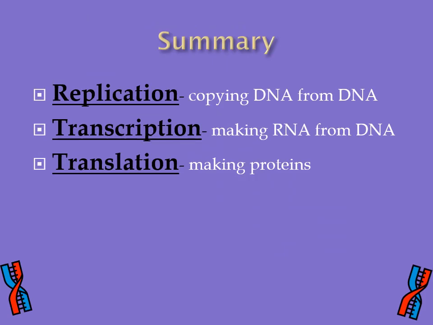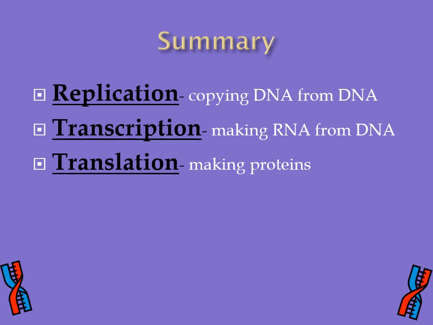So in summary, there are three big processes we've talked about with DNA. The first big one was replication, and that was where we made a copy of the DNA from DNA. So we've taken a DNA molecule, we untwisted it, and we made copies of those DNA molecules, and that gave us a new DNA molecule that had half of it being old from the original DNA molecule, and then half of it being new, being a part that was built from new nucleotides.